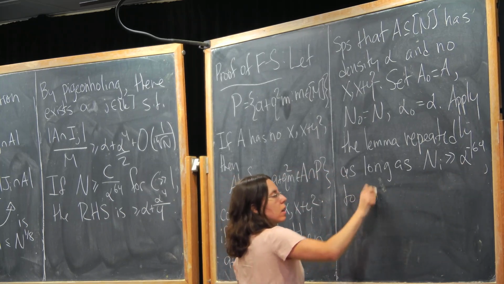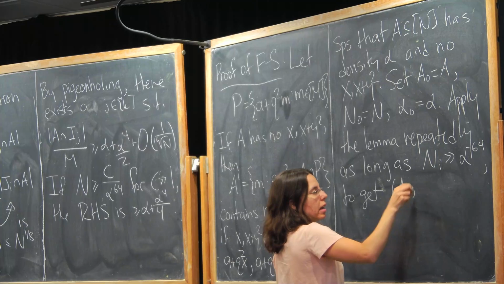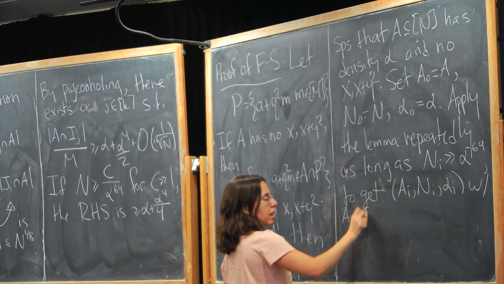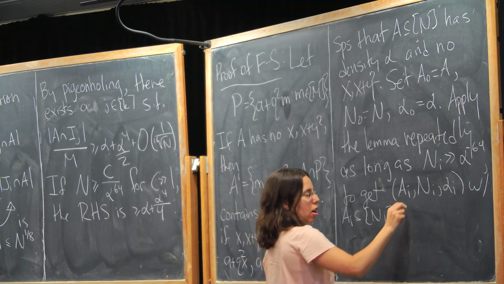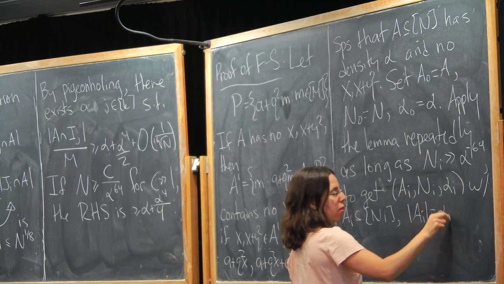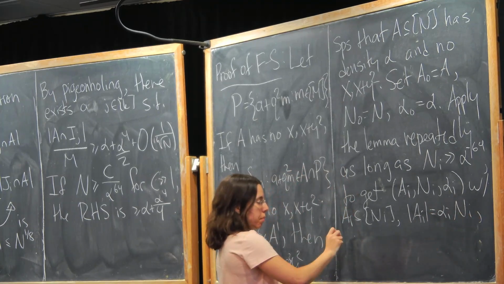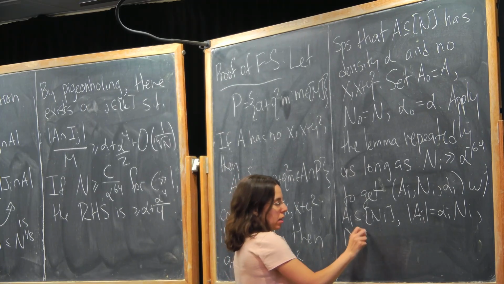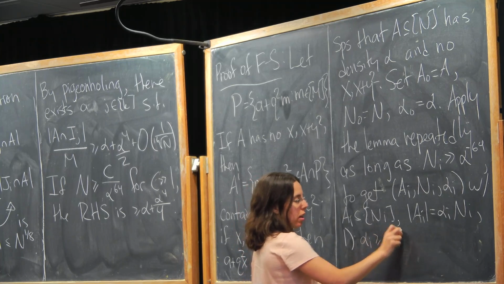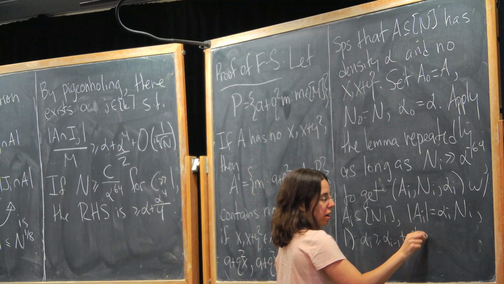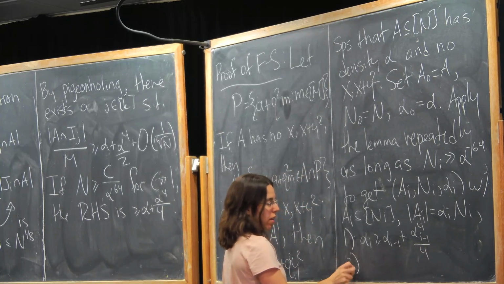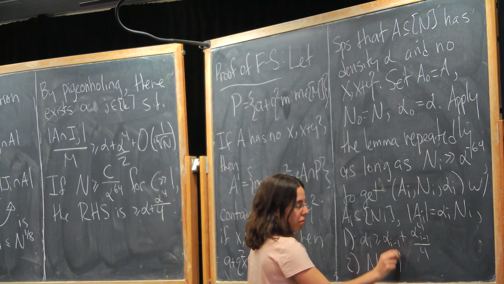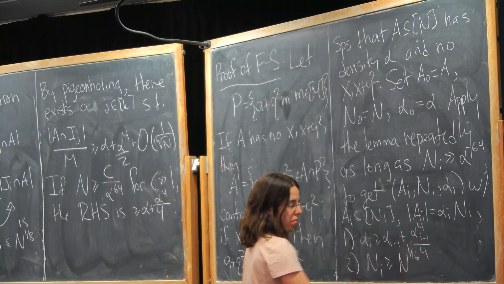to get a sequence A i, n i, and alpha i with, first of all, A i contained in the first n i integers, A i having density alpha i in the set, and then what we get from the statement of the density increment lemma, that alpha i is at least alpha i minus 1 plus alpha i minus 1 to the fourth divided by 4, along with a lower bound on n i. So n i will be at least n to the 1 over 16 to the i.